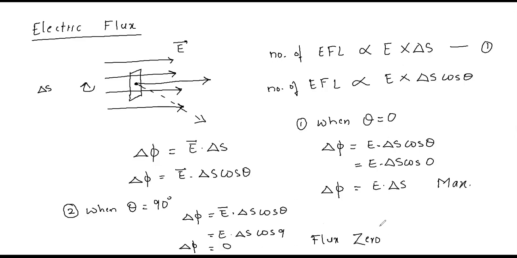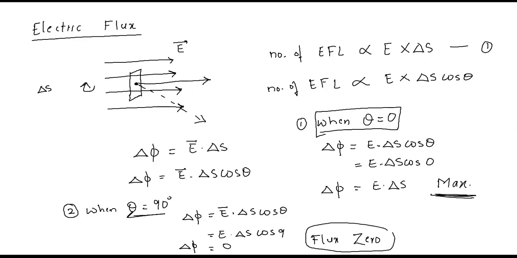So when the normal is in the direction of the electric field, or when theta is equal to 0, the flux is maximum. Whereas if we tilt it and make a certain angle with the direction of the electric field lines, the electric flux will be 0 when theta is equal to 90 degrees.